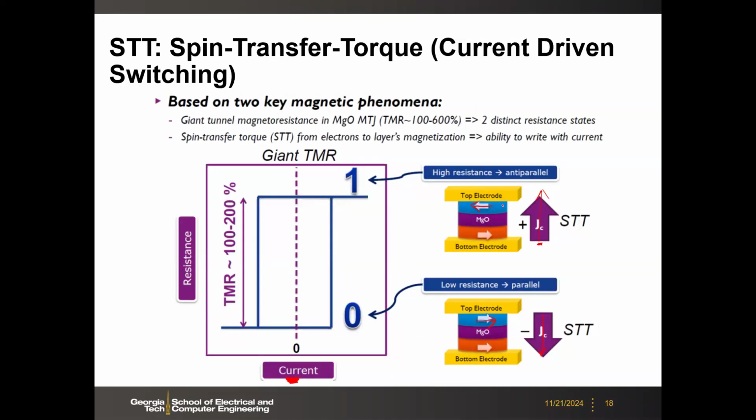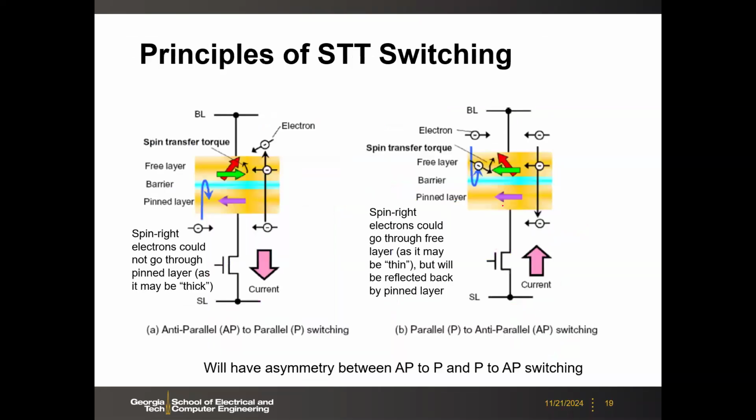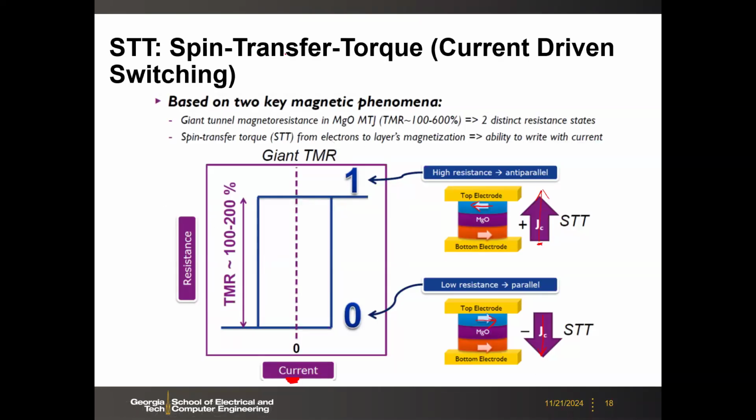So here, then you may wonder, why this could help the switching. So this slide explains the detailed physics. It's not very easy, but I try to explain. So here, the spin transfer torque, that means the spin current is going to transfer a torque to the free layer. Torque means some forces to rotate something.